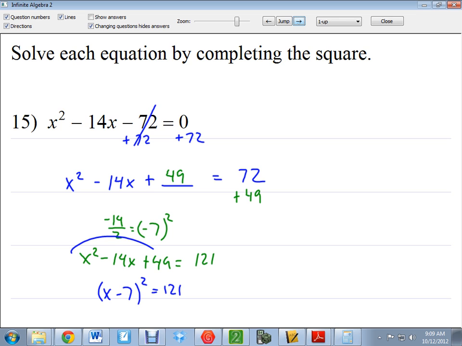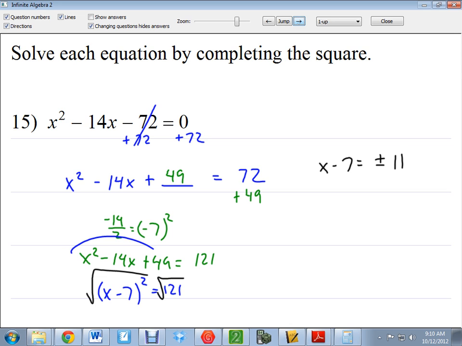Now you say, why did I do that in the first place? Well, because this is an easy equation to solve. I have a squared equation. What I need to do is undo the squaring by square rooting both sides. And that'll give me a new equation. X minus 7 is equal to plus or minus the square root of 121, which is 11.